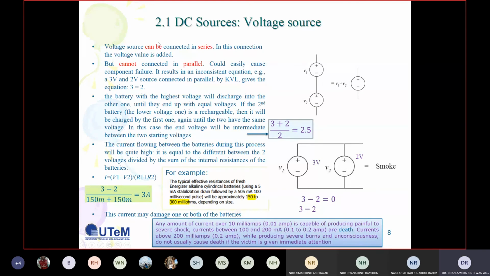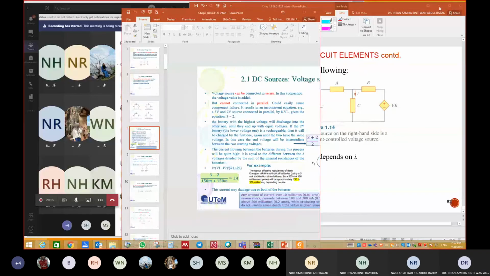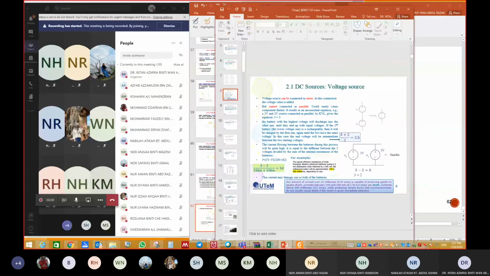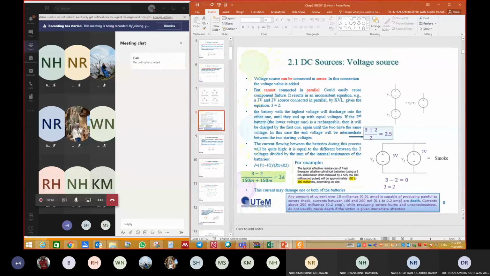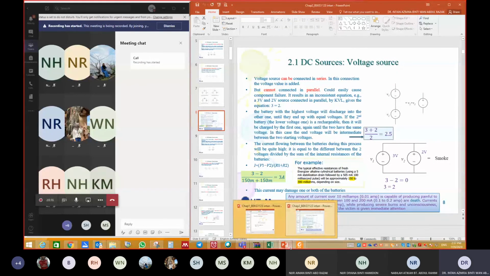Okay, voltage sources can be connected in series. In this connection, the voltage values are added if the signs of both voltage sources are the same. Negative, positive, then we just add the values. So the total voltage here is equal to V1 plus V2.